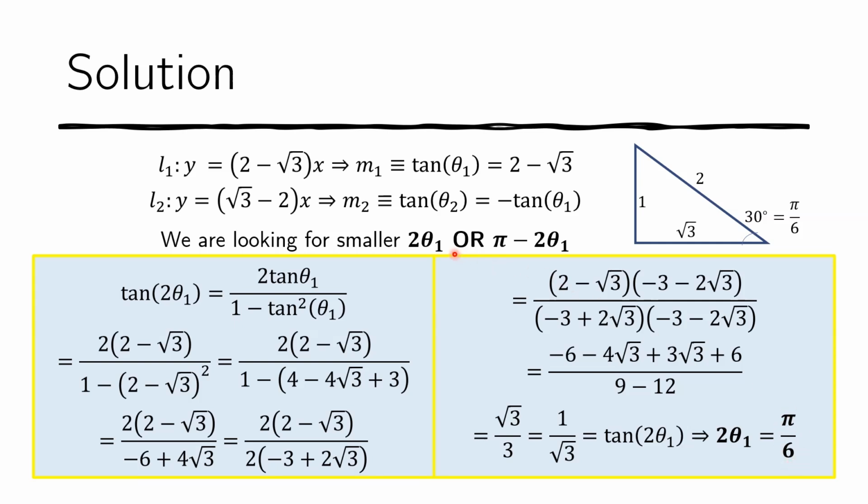And we're looking for the smaller between this and this. So what is pi minus pi over 6? Then that's just 5 pi over 6. So this expression is 5 pi over 6, and that's bigger. And so what we're looking for is this one, pi over 6.